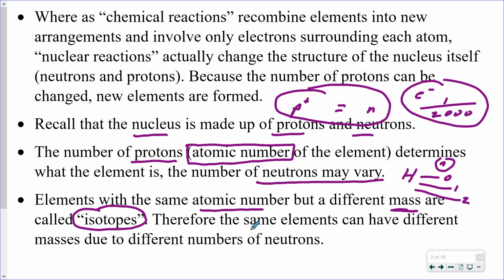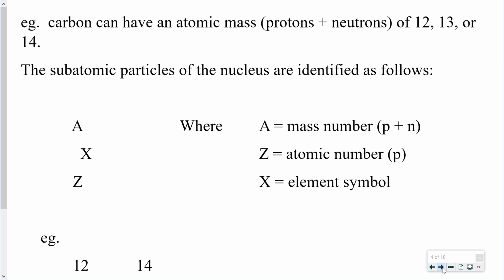So yeah, we can have the same elements, the same number of protons, but they can have different masses because of the differing number of neutrons. I gave you a brief overview with hydrogen, but let's take a closer look at something else. Let's take a look at carbon. Carbon can form three different naturally occurring isotopes. Every single one of these has the same number of protons, and that number is 6.